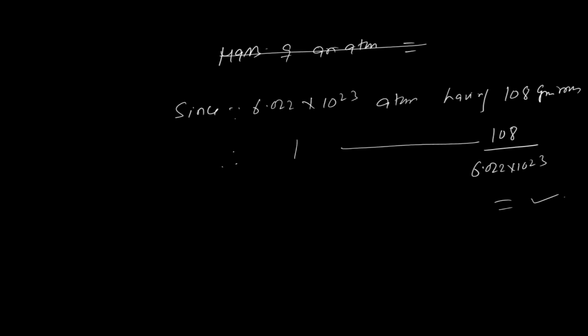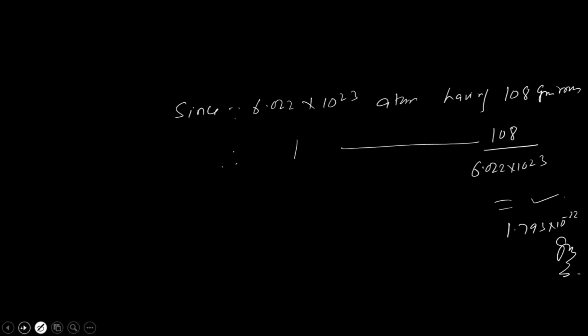Got it? At every time there is no need to use the formula directly. You can also use the unitary method, so you will get your answer. When you solve this, your answer will come 1.793 into 10 power minus 22 gram. So this is your answer. Now they are asking the second question.